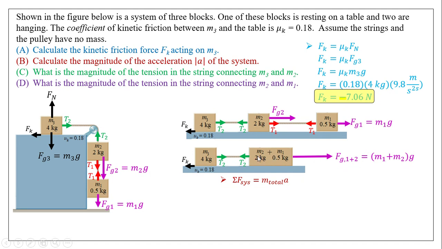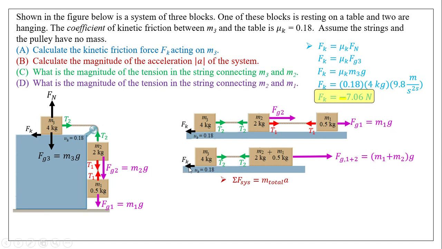And then anytime you do the system, you can ignore the tension that's in the center connecting these blocks, okay? Because they naturally cancel out. There's one pointing right, but there's one pointing left, but they have the same magnitude, so they'll always cancel out. While they do exist, they don't really matter if you look at the system as a whole, okay?